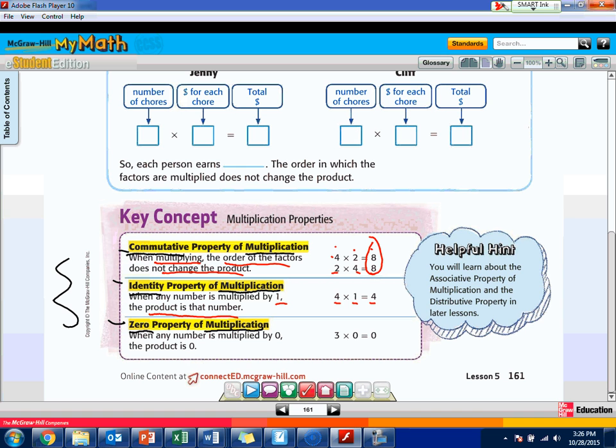And finally, there is the zero property of multiplication. The zero property means if you multiply any number by 0, the product is 0. 3 times 0 equals 0. So right there, those are our three properties of multiplication.